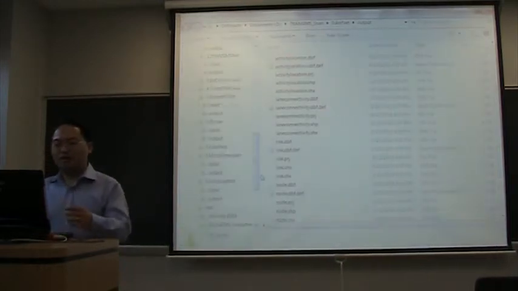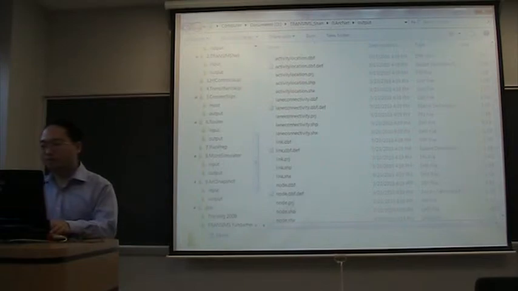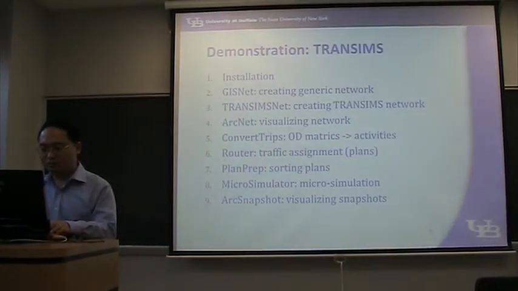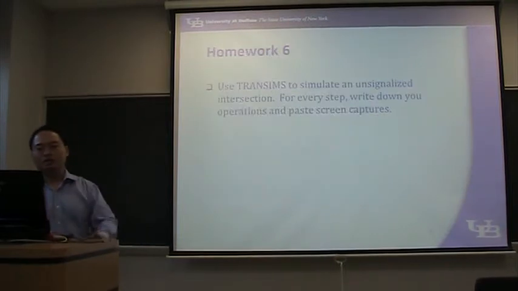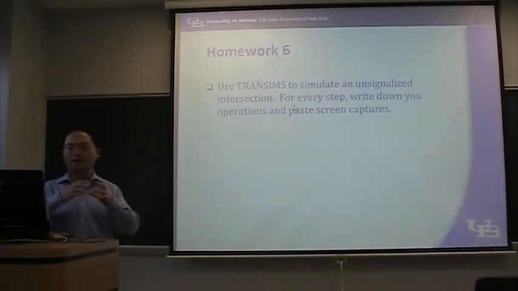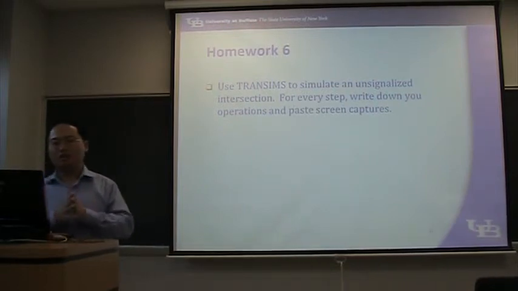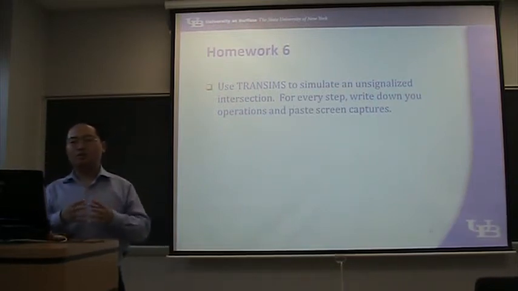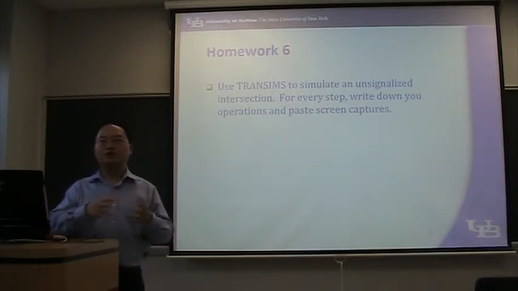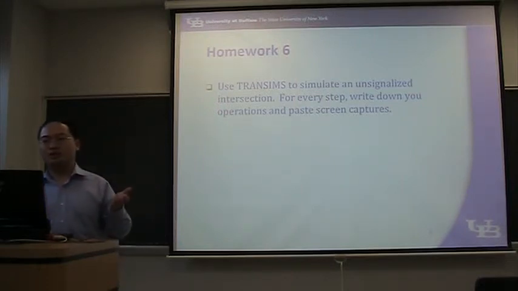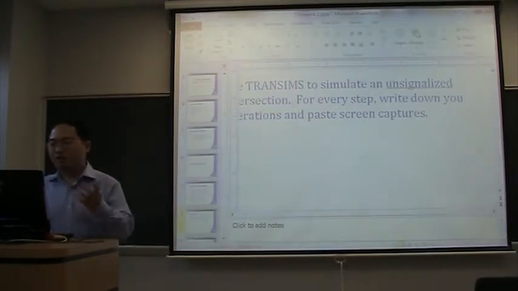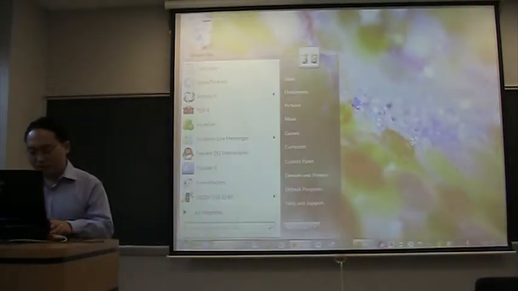So I have shown you how to use TRANSIMS. And here I listed everything. And homework 6 will be following my steps to just simulate an unsignalized intersection. Or you may want to just extract any part of the network and just create some zones and see how it's working. Okay. You just follow my steps.